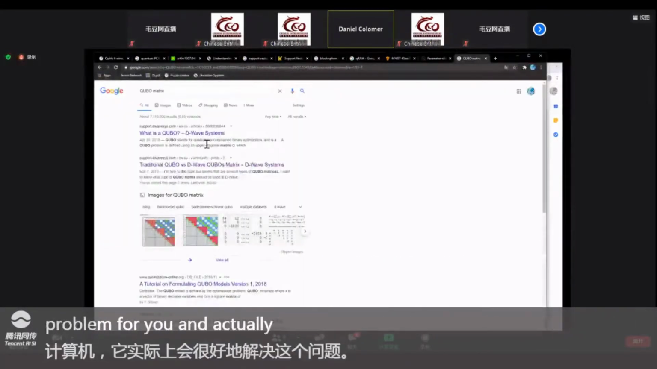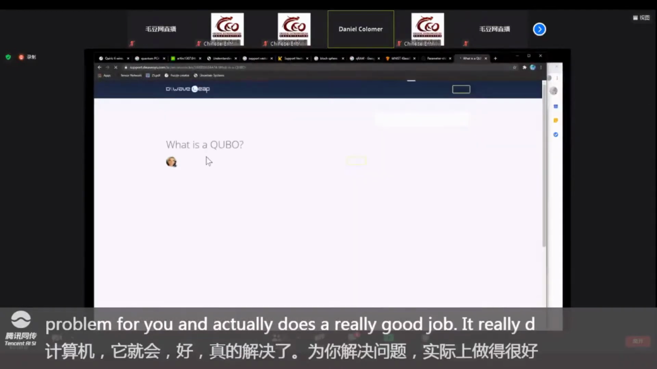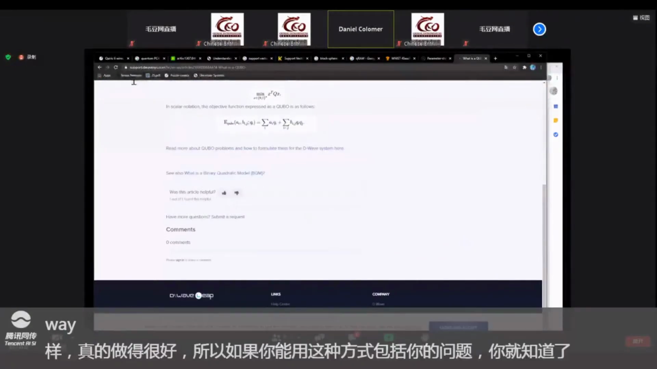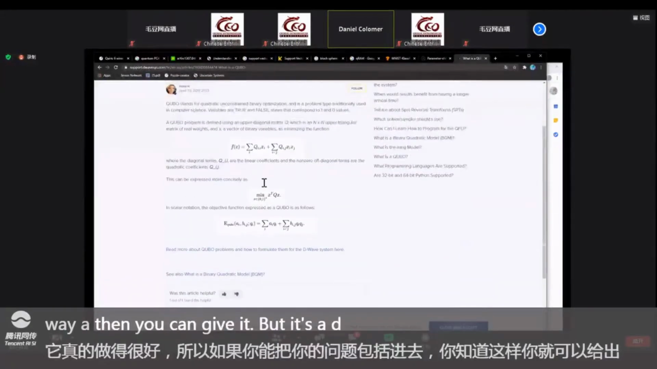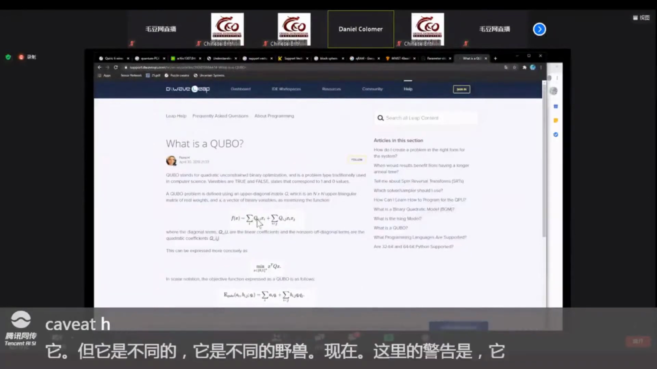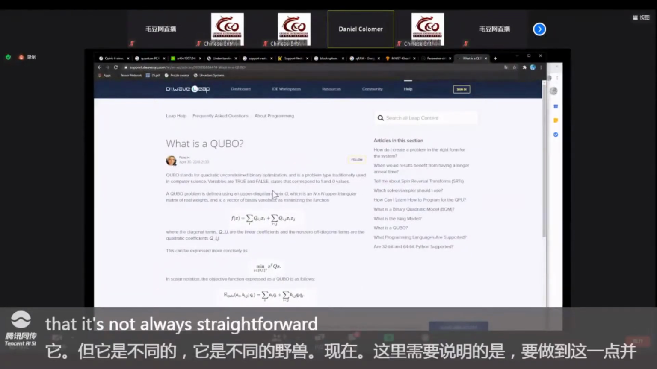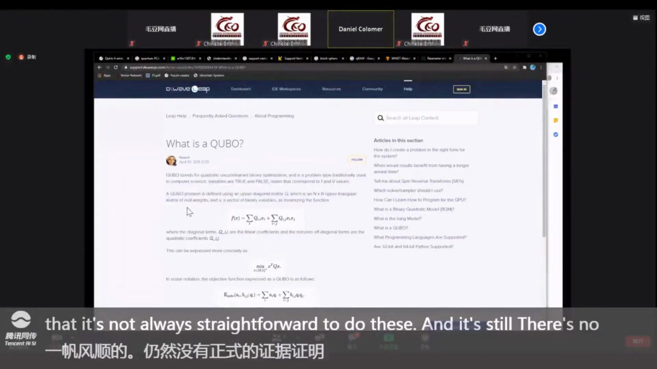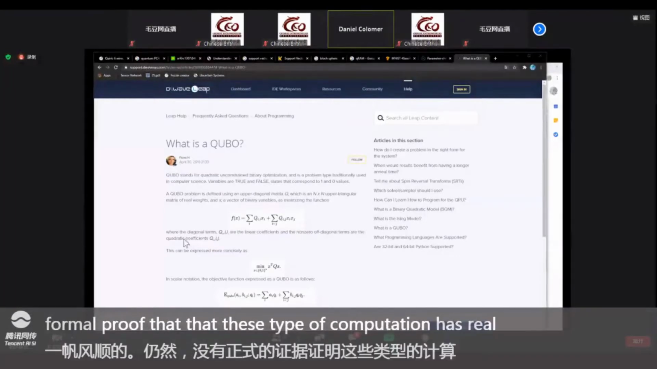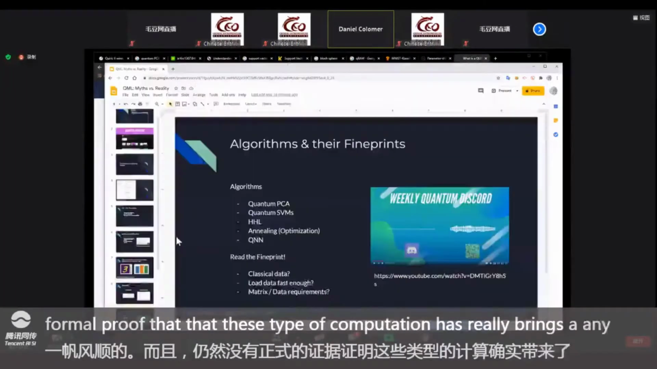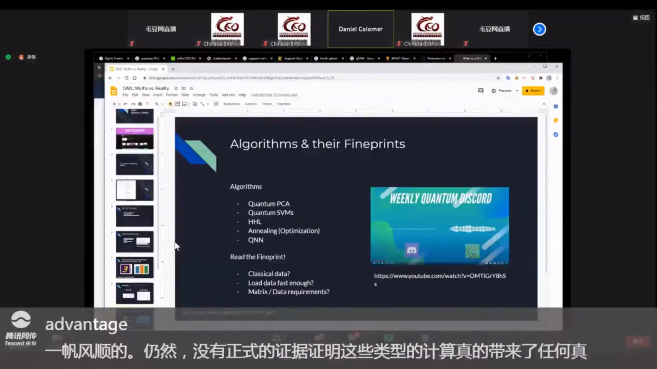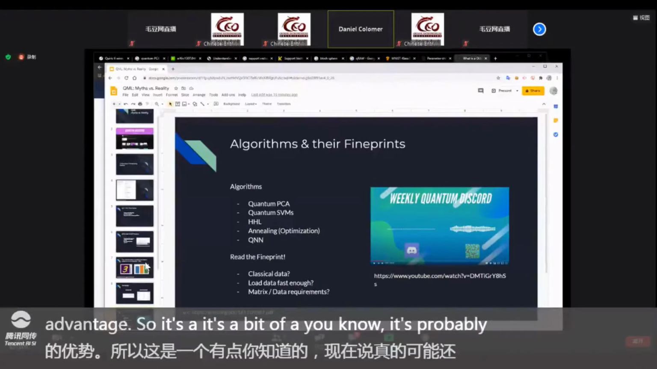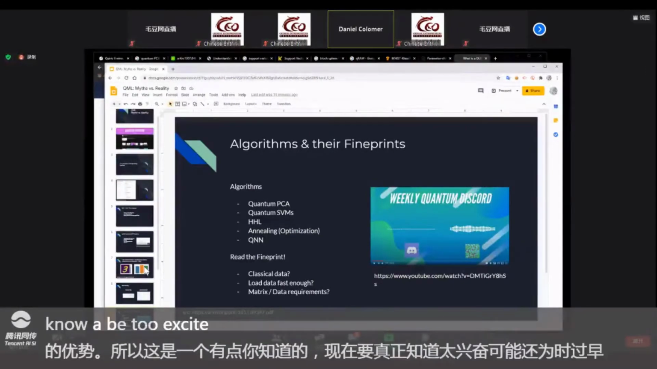And actually, it does a really good job. So if you can encode your problem in this way, then you can give it to it. But it's a different beast. Now, the caveat here is that it's not always straightforward to do this, and there's no formal proof that this type of computation really brings any true advantage. So it's probably too early to be too excited about this, but it's definitely something interesting to play with.